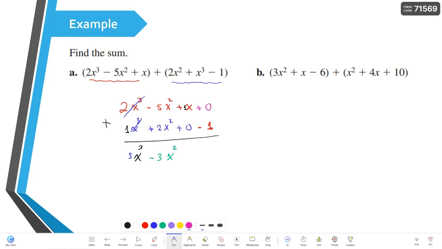In the third part, we have 1x plus 0. So this would be the same 1x. So I'm going to write 1x over there. And finally, we have the constant part, which says that we have 0 and -1. So we're going to be left with -1.